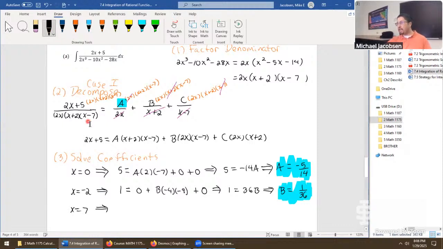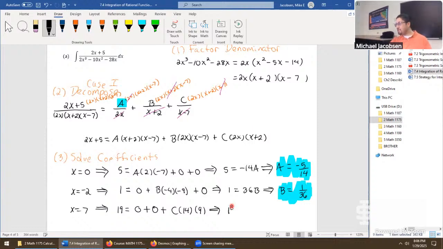That will imply we have 14 plus 5 on the left-hand side, so a 19. 0 here, 0 here as well. You have to love the zeros. And then 7 here is more annoying. So this is going to be c times 14, from here we have times 9. Let's solve this real quick.